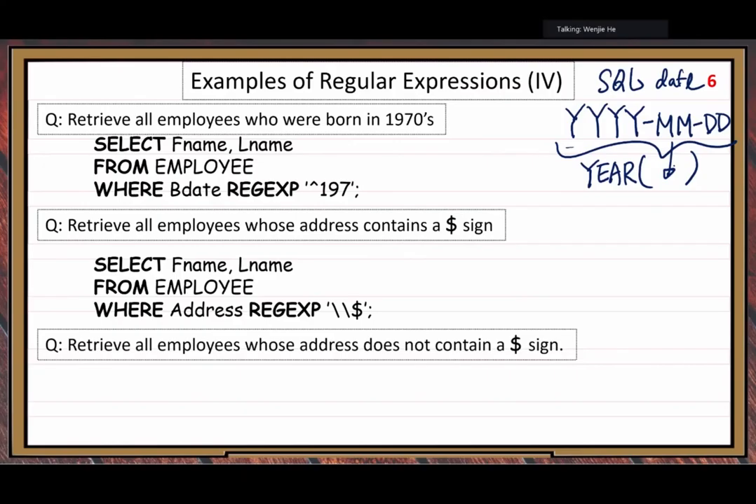Similarly, retrieve all employees whose address does not contain a $ sign. Negation. When we do negation, we also have many different ways. Let me look at how much time I have left. Good, 10 minutes, so I can complete the whole topic today. After this, we just have one more slide.